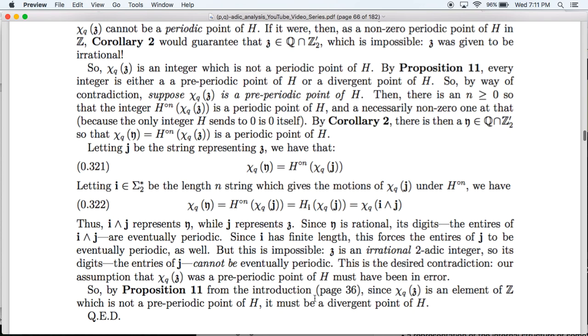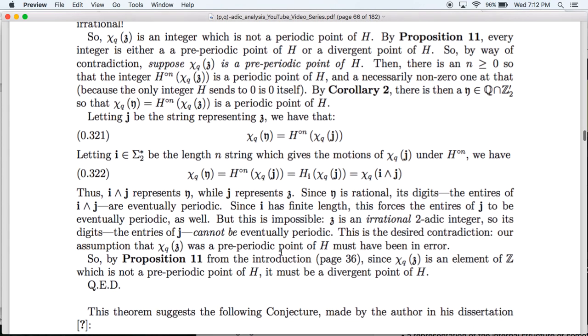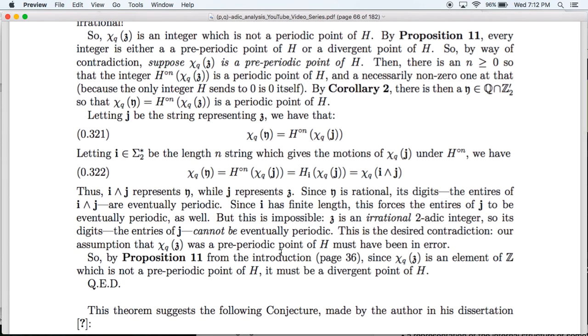So by our classification, this forces chi-q of z to be a divergent point. In particular, this argument also shows that strictly pre-periodic points can never occur in the image of chi-q. If chi-q spits out an integer, that integer is either a divergent point or a periodic point, and is never a pre-periodic point. So this actually immediately gives us something interesting to notice.